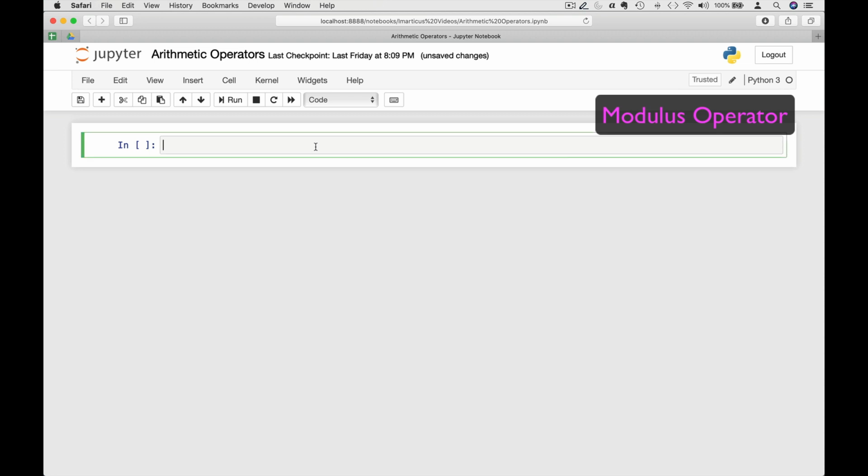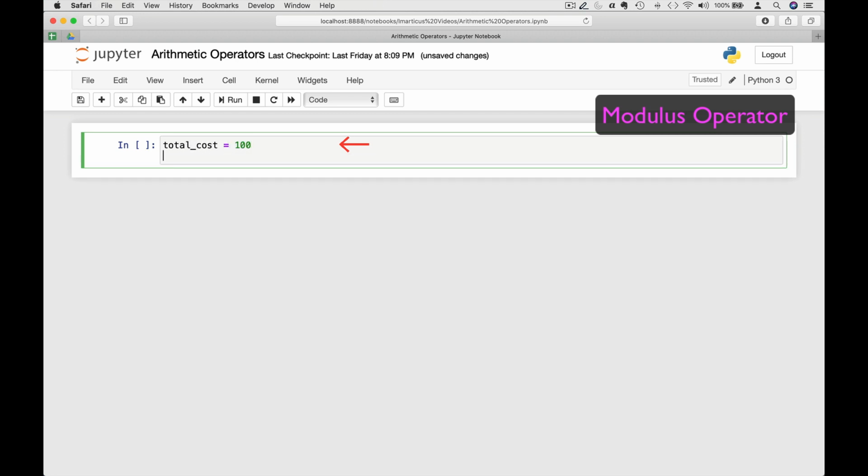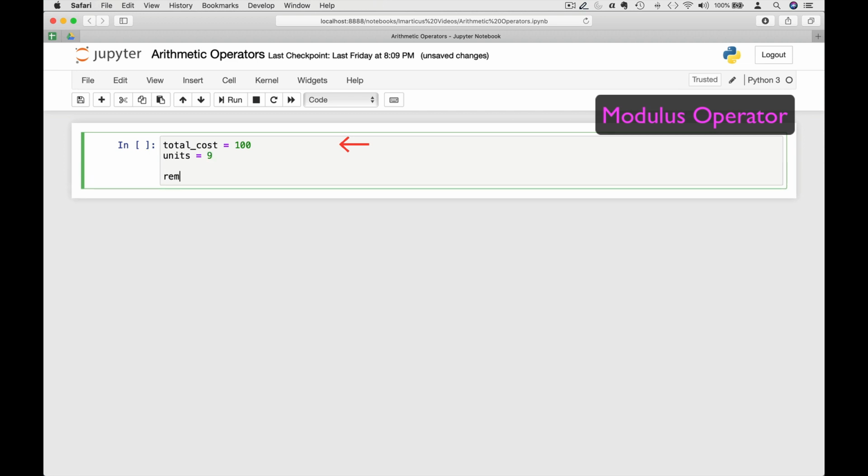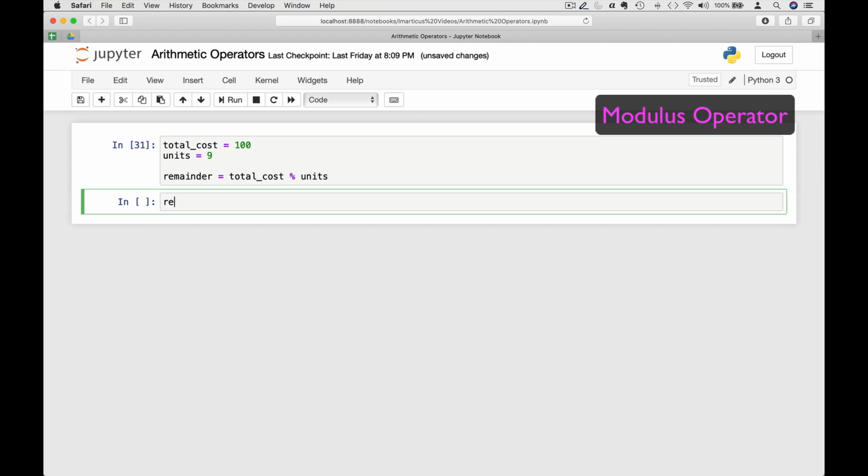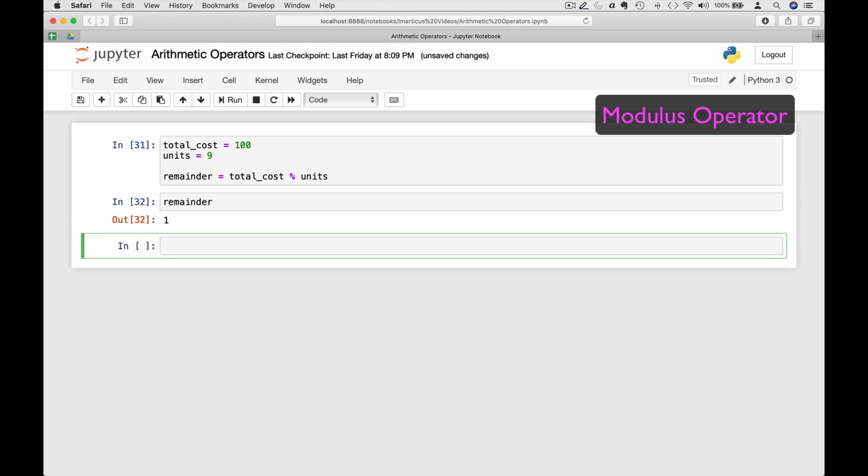Next, let us take a look at the modulus operator. Suppose we have total cost, which is 100, and we have number of units equal to 9. If we say remainder is equal to total cost modulus units, and let's see what the value of remainder is, and we see that the remainder is 1. So if you divide 100 by 9, you get a remainder 1, and that is what modulus gives us.